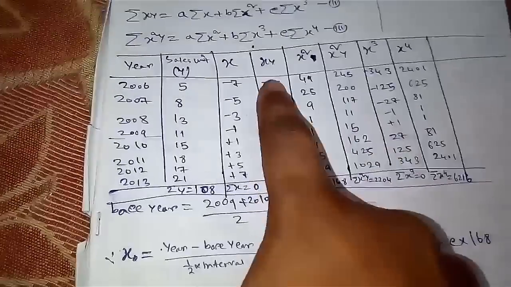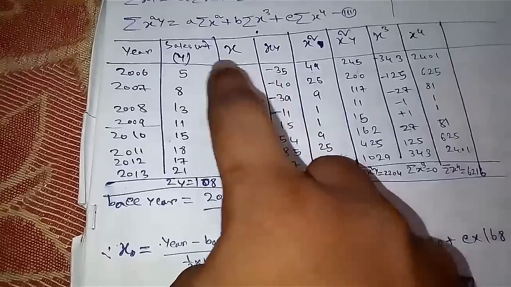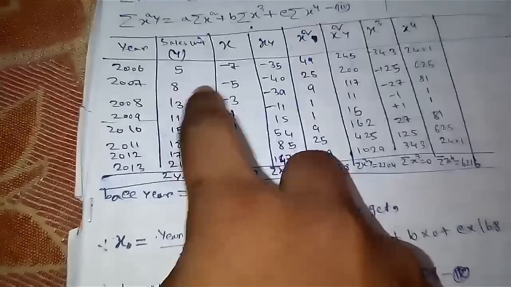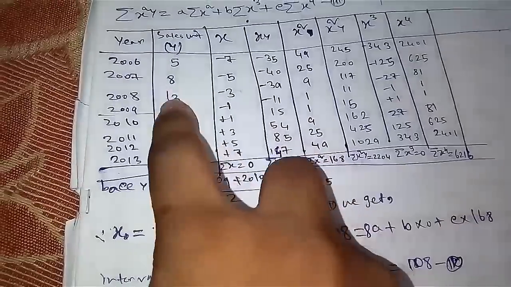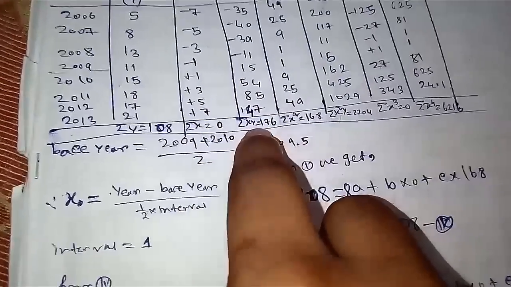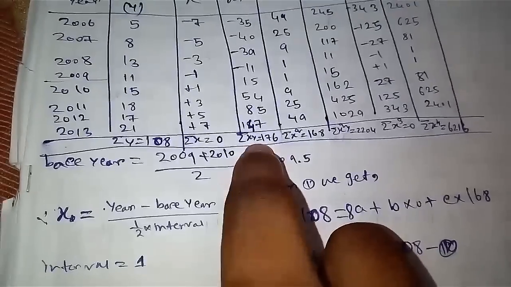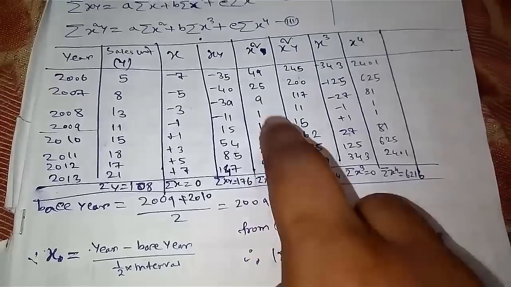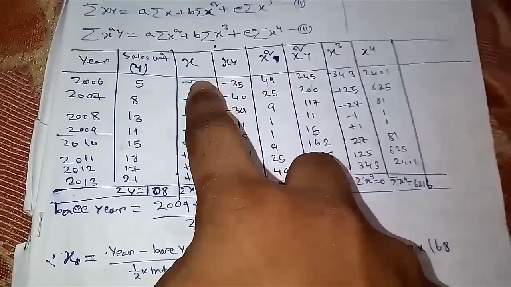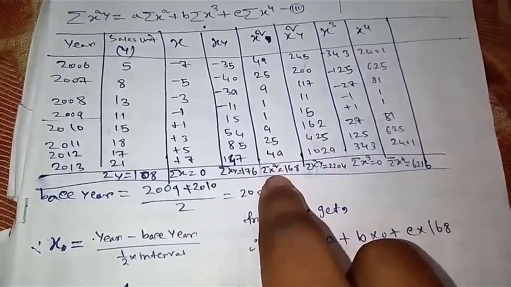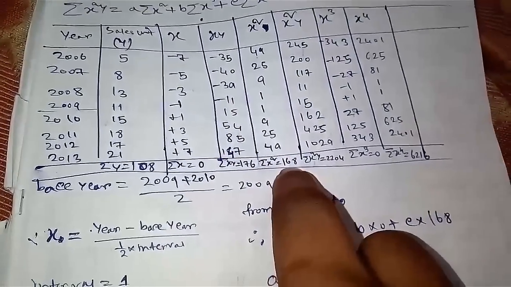Now we have to calculate summation xy. How to find it? x into y, that is xy. In the same way we calculate x into y for each value, and at last we calculate the summation xy, which will be 176 for this problem. Now we calculate summation x squared: 7 square is 49, 5 square is 25, and in this way we calculate x square. Summation x square will be 168.